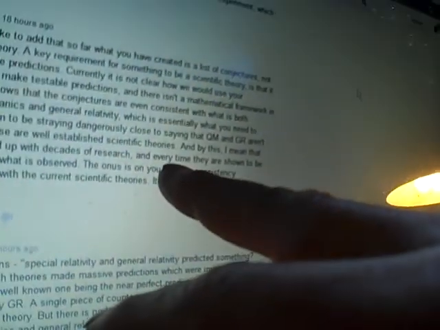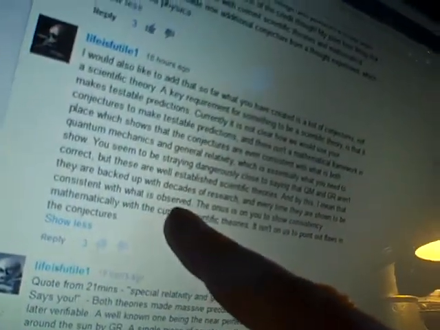And by this I mean that they are backed up with decades of research, and every time they are shown to be consistent with what is observed. Every time. Again, I don't think they're consistent with the observed fact that electrons are moving, and you have to account for how you're going to move the electrons in matter at some super speed besides the movement they're already moving. Yeah, without going faster than the speed of light. I don't know what else there. I'm just saying that.